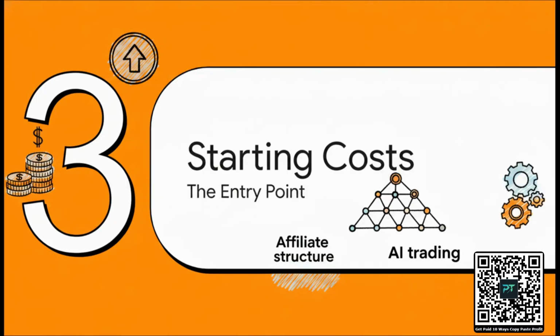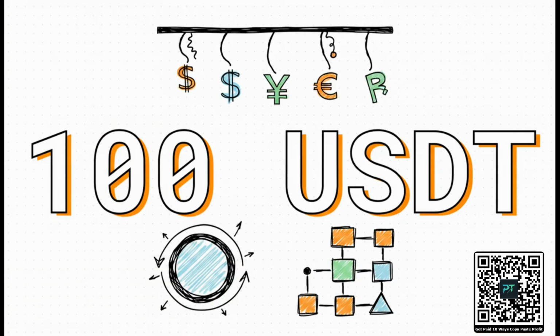Okay, Section 3, starting costs and fees. Basically, your entry point. So if you actually want to use the Polar One platform, you're looking at a minimum starting requirement of 100 USDT. USDT, of course, being a stablecoin pegged to the US dollar. So that $100 acts as your baseline financial commitment to activate the algorithmic trading on your behalf.